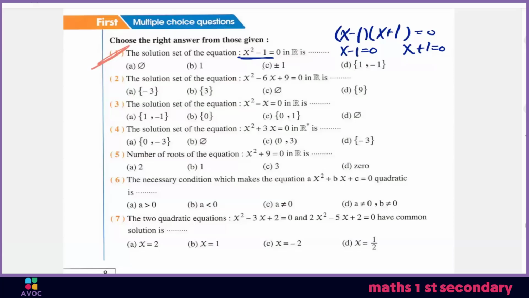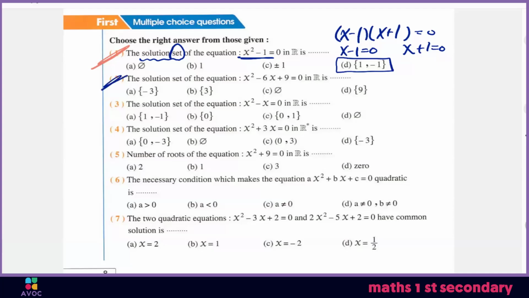Here is positive 1, and here is negative 1. Which, C or D, is the right answer? Who can say? It will be letter D. Why? Because he asked me to find the solution set, not the solution only. The solution set must be written between two braces. Do you understand?